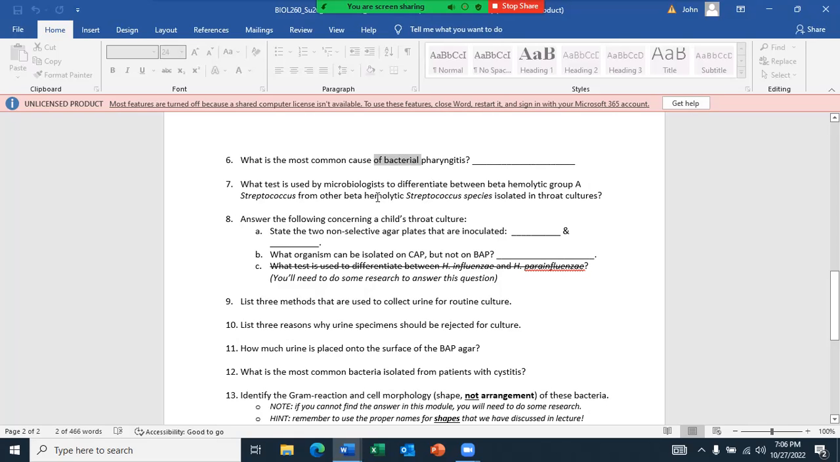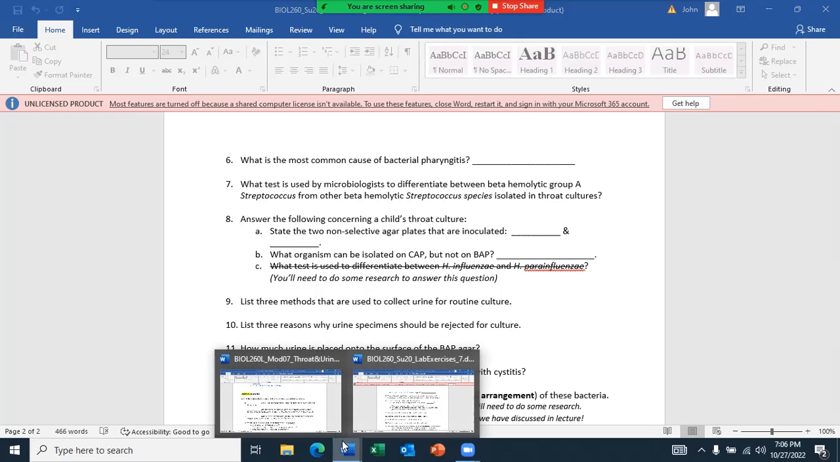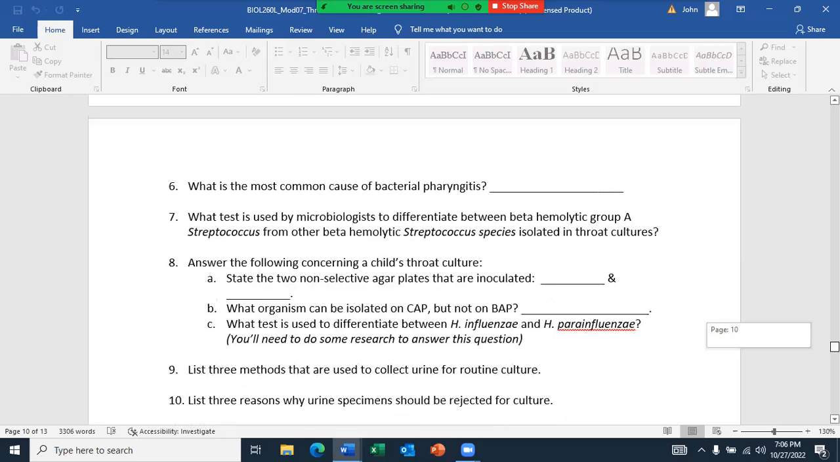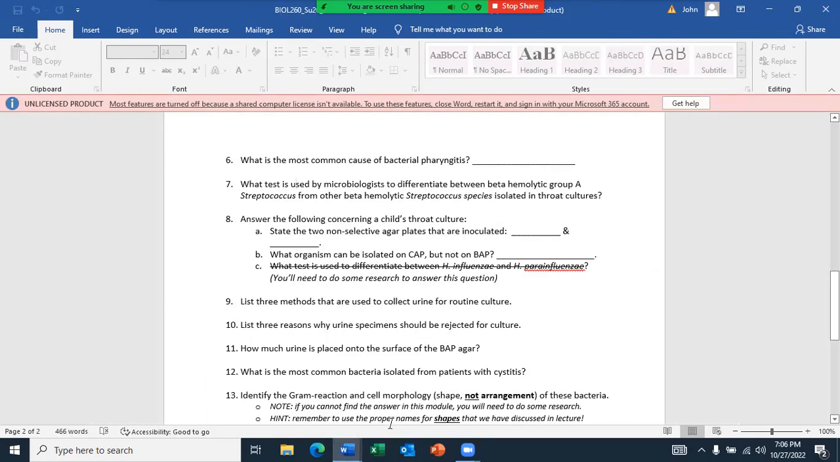What test is used by microbiologists to differentiate between beta hemolytic... I think this test is supposed to be skipped, but that's not crossed out. Let me take a look here, because I don't think we talked about that. I don't have it crossed out here either. Oh, I'm sorry. We do discuss that. So you do need to answer 7. It's 8C that's crossed out.